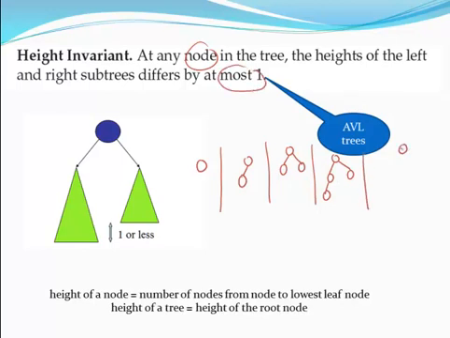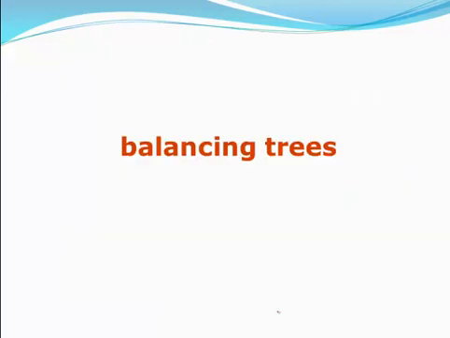Let me show you a tree that is not balanced. For instance, this tree is not balanced, since the height of the left subtree for this node is 2, and the height of the right subtree is 0. So the balance factors differ by more than 1. Keep in mind that the height of a node is the number of nodes from the node to the lowest leaf node, and the height of a tree is the height of the root node. That's just to recall the height definition.